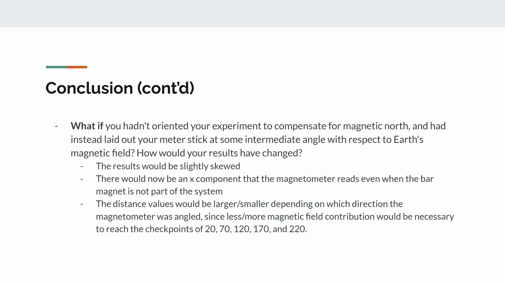What if you hadn't oriented your experiment to compensate for magnetic north? The results would be slightly skewed because the distance values would be larger or smaller, depending on which direction the magnetometer was angled. There would be an X component on the magnetometer that reads even when the bar magnet is not part of the system.